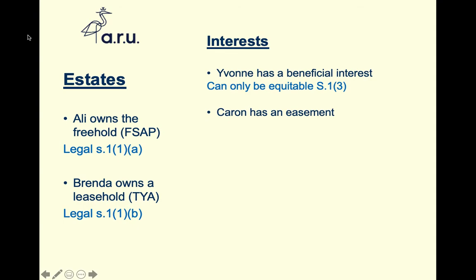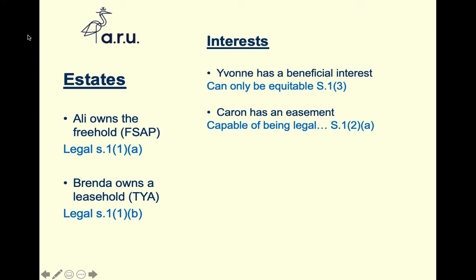Karen has an easement. We've looked at that. That right of way over the garden develops as an easement. It could be legal under Section 1.2a if it is freely given, so it looks like a fee simple absolute in possession, it looks like ownership, and or it's given for a specific time period, a term of years absolute.